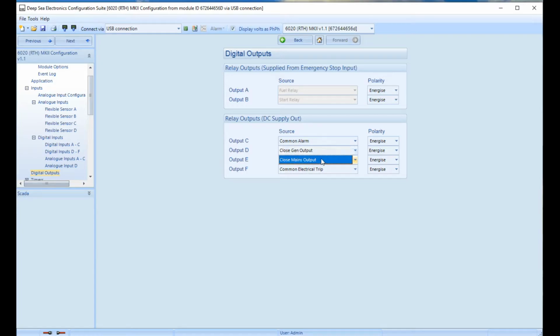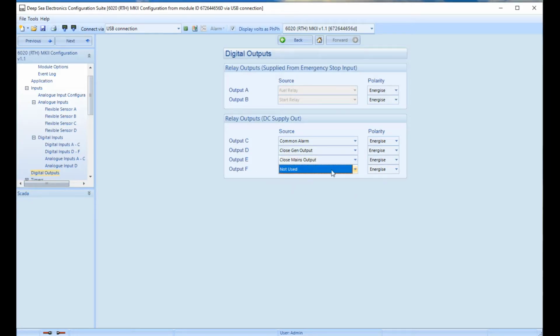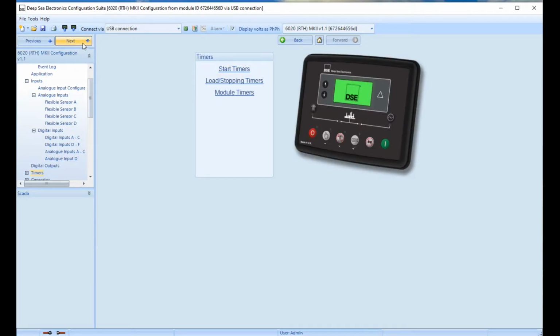Close mains output. So these are the two options we have for this generator, and the rest are never used or not used, because there are no options for them. So we go to the next program.